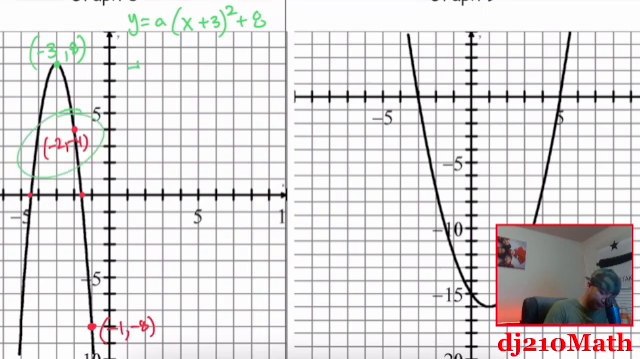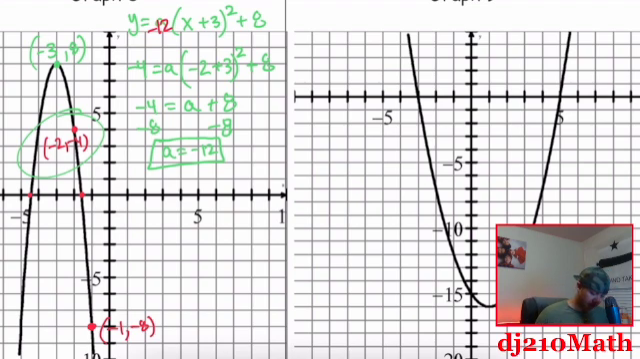So -4 is equal to a times -2 plus 3 squared plus 8. -2 plus 3 is 1. 1 squared is 1. So -4 is equal to a, we don't care about the 1 anymore, plus 8. So -4, or no, sorry, -8. A is equal to -12. So a is equal to -12.